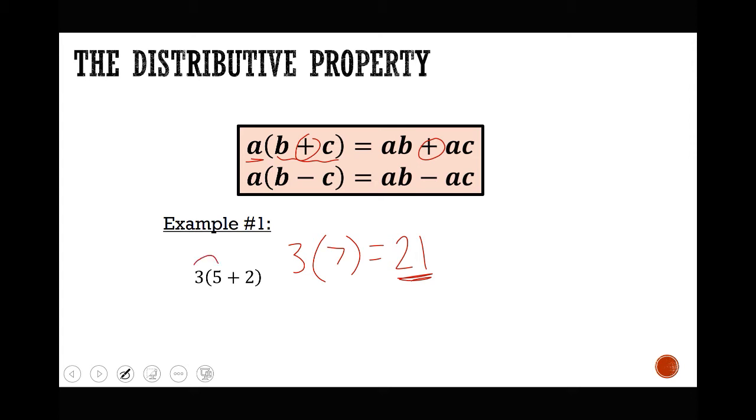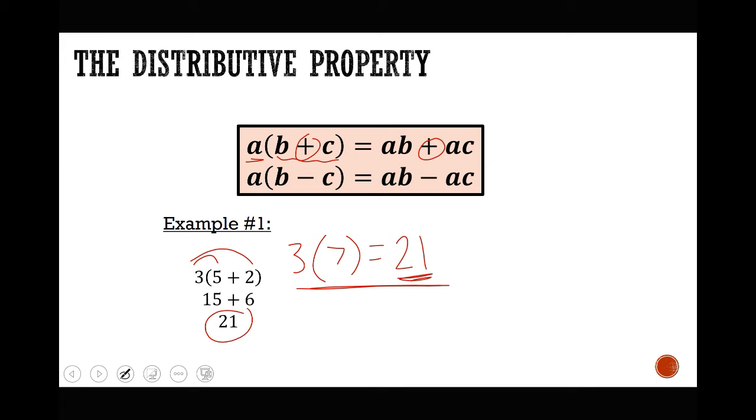Okay, so we have 3 times 5, which is 15, and 3 times 2, which is 6. So now 15 plus 6, which is 21. So you can check yourself with doing it this way, or do the distributive property this way.